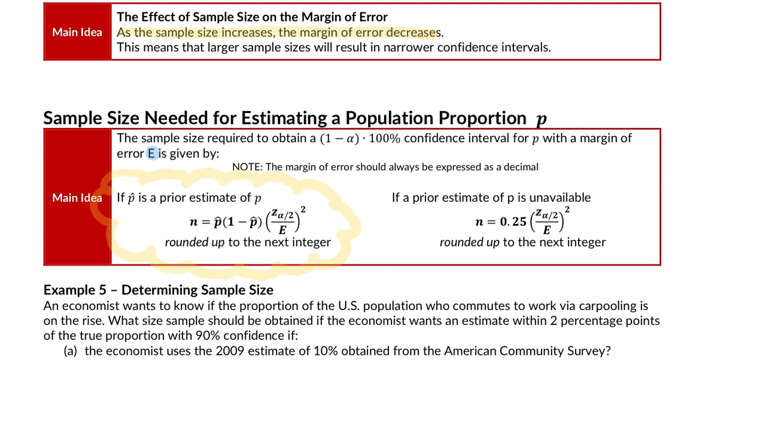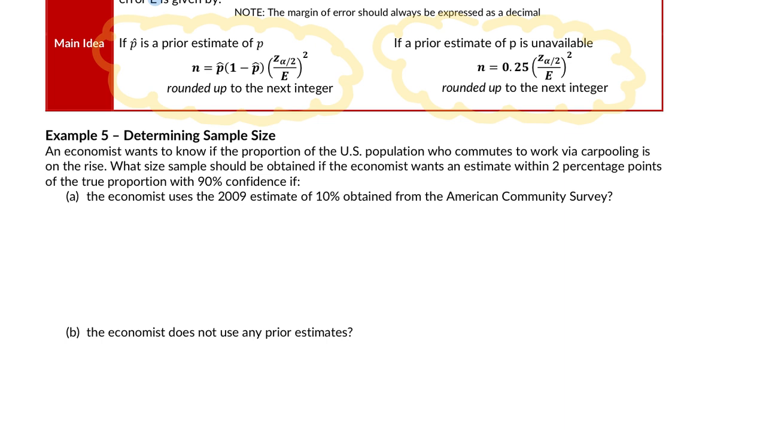If you don't know a prior estimate, meaning we've done no research whatsoever, we're starting from scratch. If no prior estimate is available, we switch formulas and we just use 0.25 times the critical value over the error squared. This is if we don't have P hat, correct. So let's see what this looks like and what the difference is here.